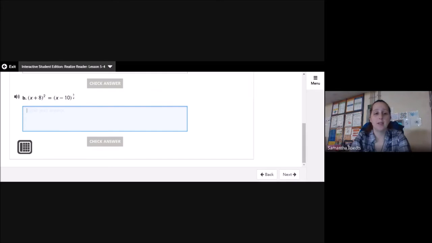All right, letter B, x plus 8 squared equals x minus 10 to the 5/2. So I want to go ahead and multiply by the reciprocal of this. So x plus 8 squared to the 2/5 equals x minus 10 to the 5/2 to the 2/5. So this gives me x plus 8 to the 4/5 equals x minus 10. From here, I'm actually going to go ahead and graph both of these equations.